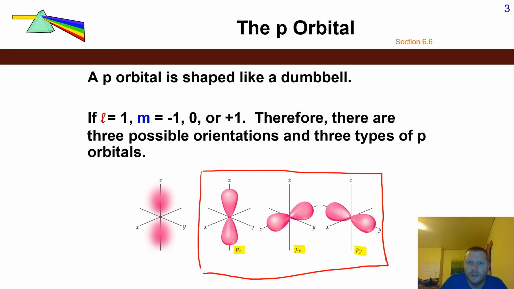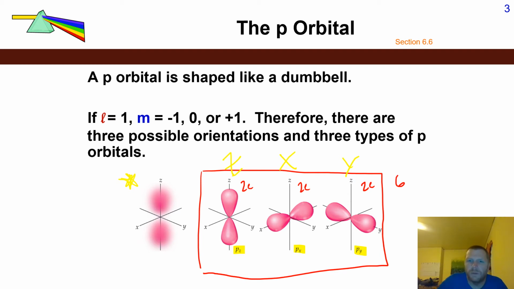What I want to highlight to y'all is the axes. We're looking at this single dumbbell shape positioned about a z-axis, positioned about an x-axis, and positioned about a y-axis. Those are distinct representations. In each one of these representations, we get 2 electrons, so that means we're going to put a grand total of 6 electrons in a given p orbital.